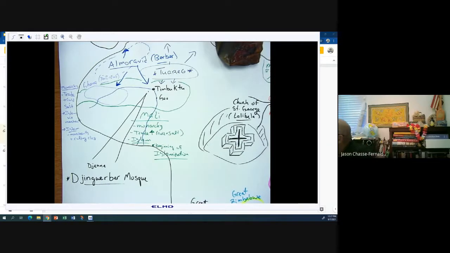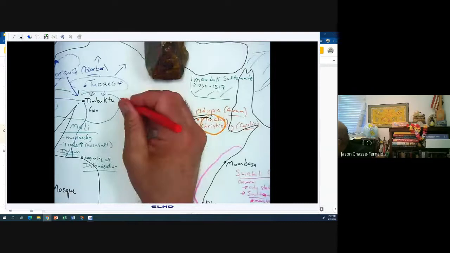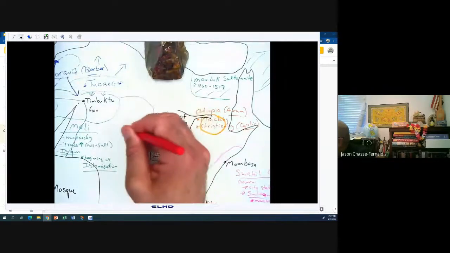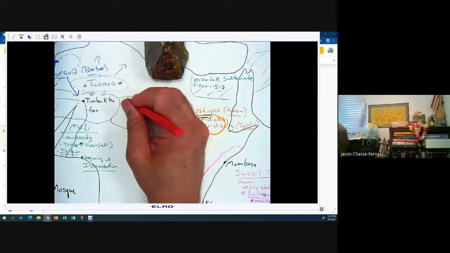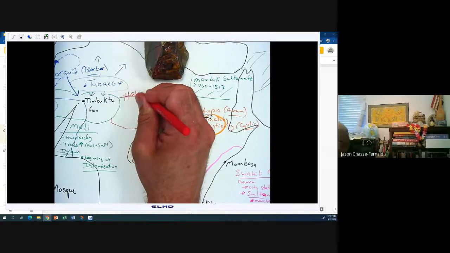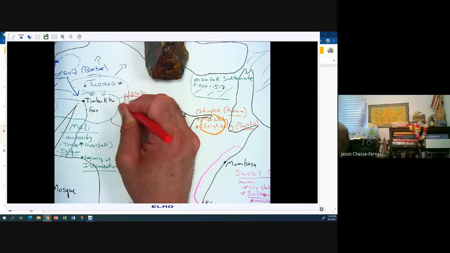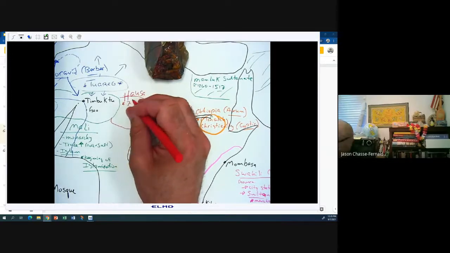Our last thing that we're going to talk about today is kind of northern Nigeria today, the Hausa. And what do we see here? We see seven city-states.